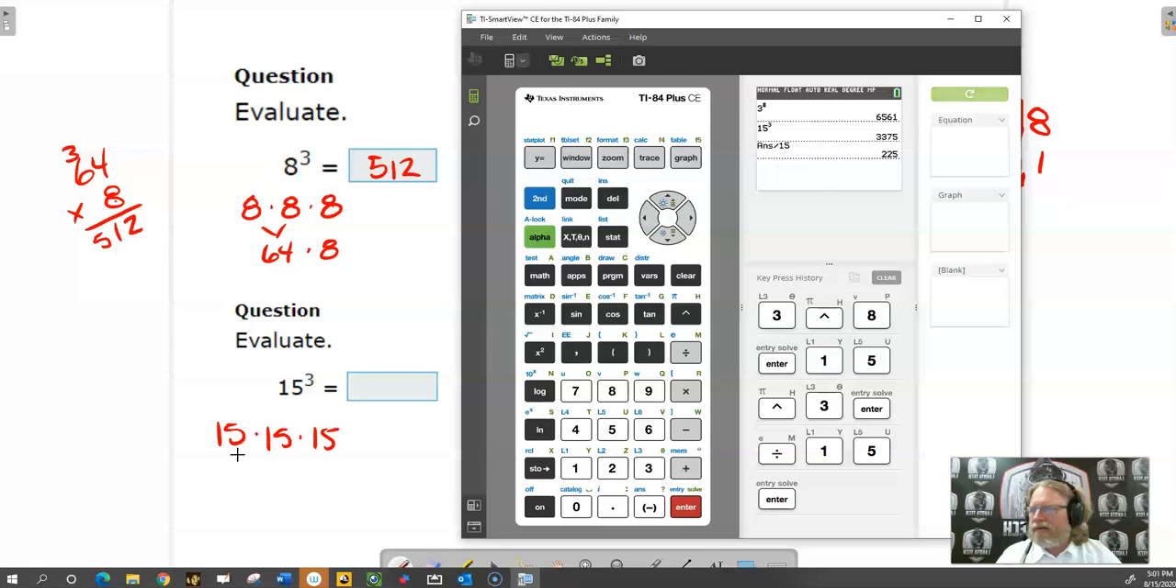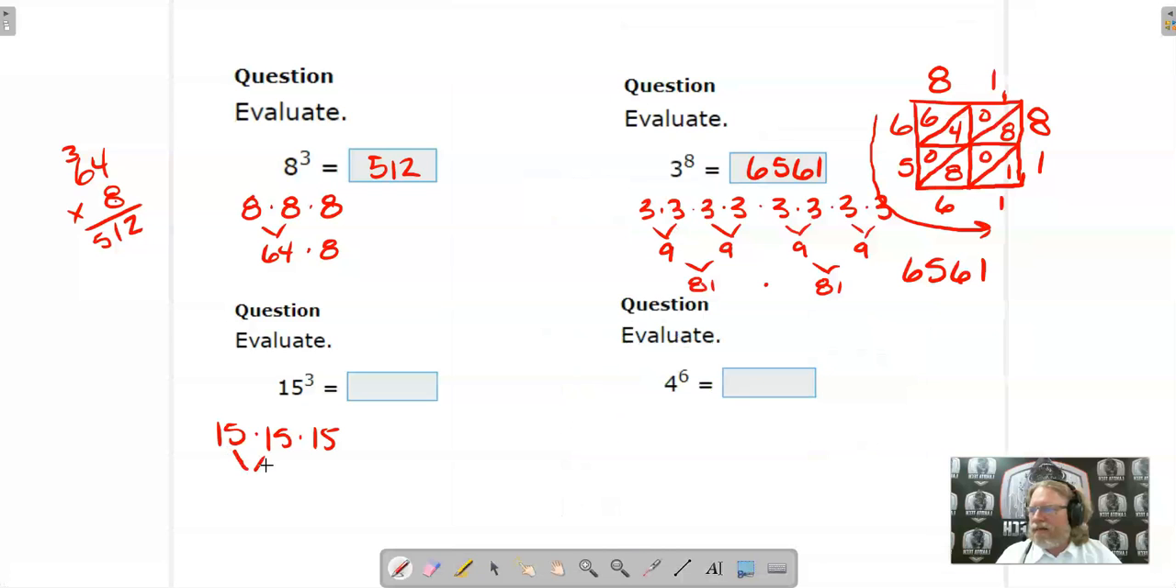It was 3375. So if I do 15 times 15, I get 225. And then if I multiply it by the other 15, then I'm going to get that 3,375.